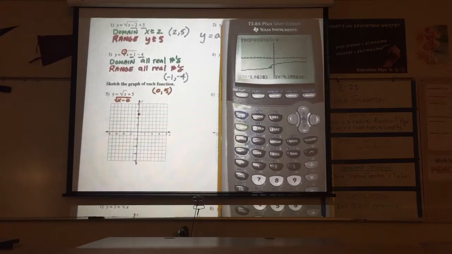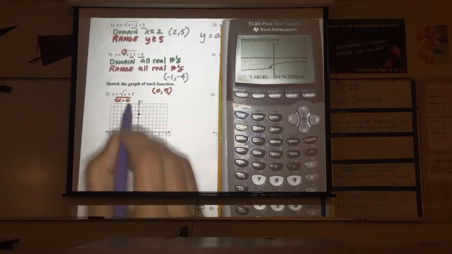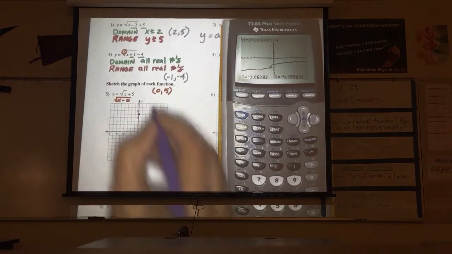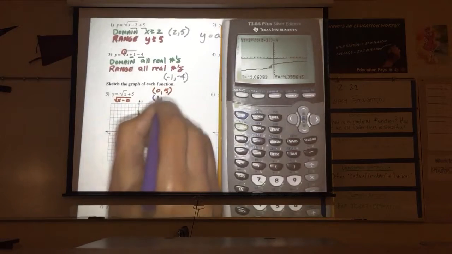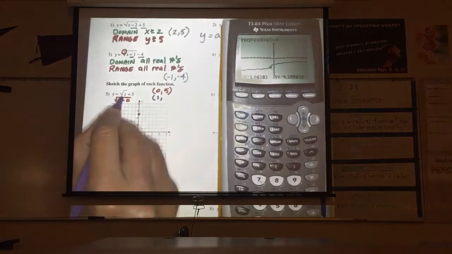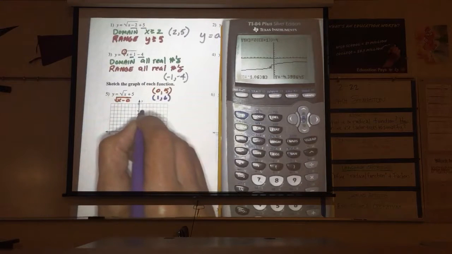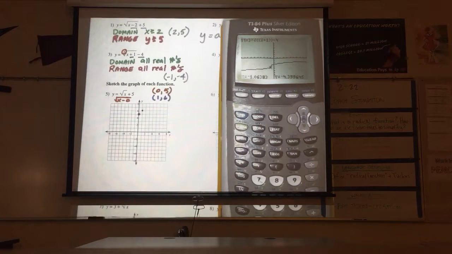Let's pick a couple of points around it. I know that I can't plug in anything less than 0 because I can't take the square root of a negative number. So let's try 1. If I plug in 1, I have the square root of 1, which is 1, plus 5, which is 6. So that's my next point at 1, 6.